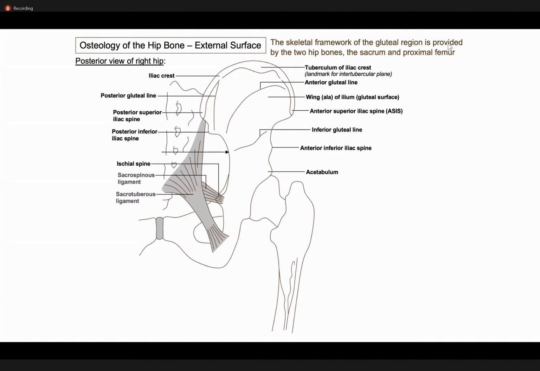No need sitting. So this is my greater sciatic notch. It is named because my sciatic nerve is passing somehow in this area. It is living in this area. That's why it's called greater sciatic notch.